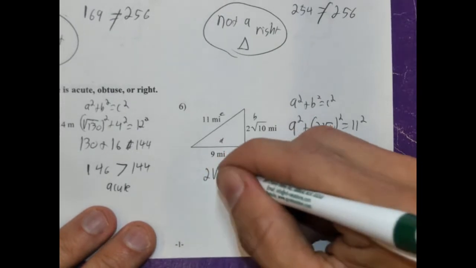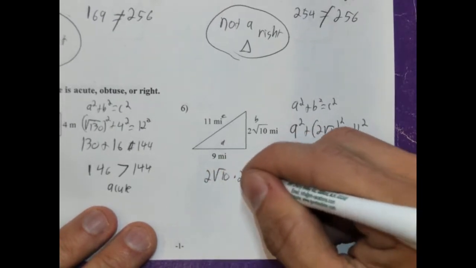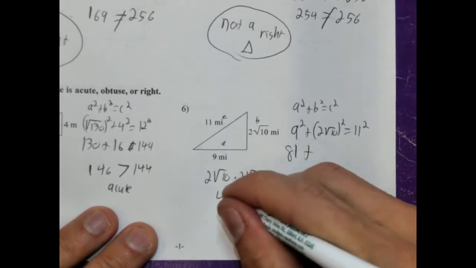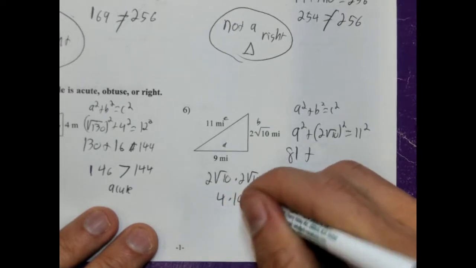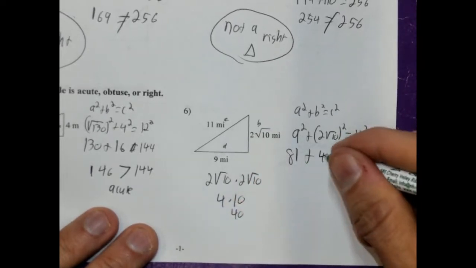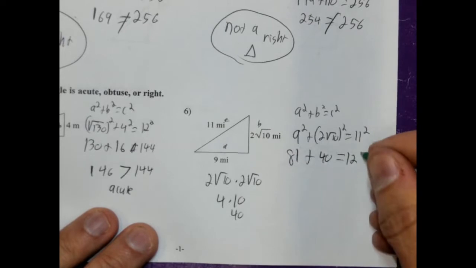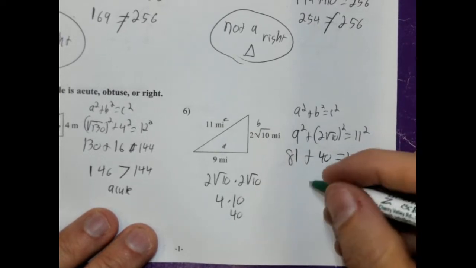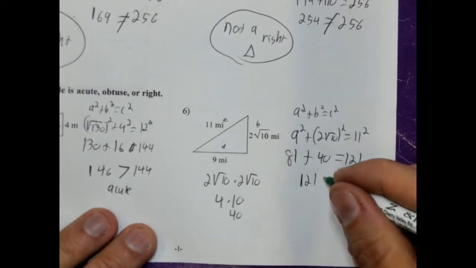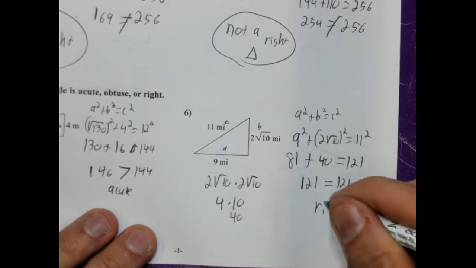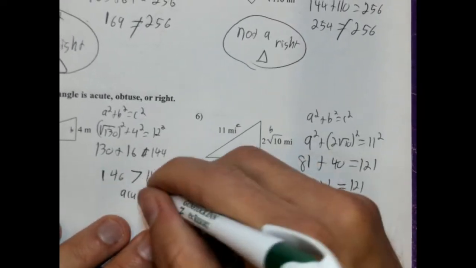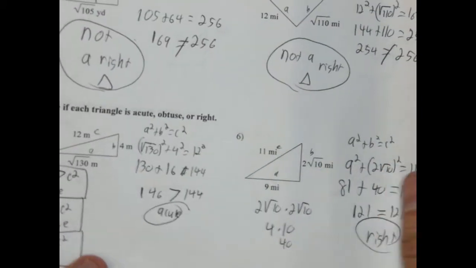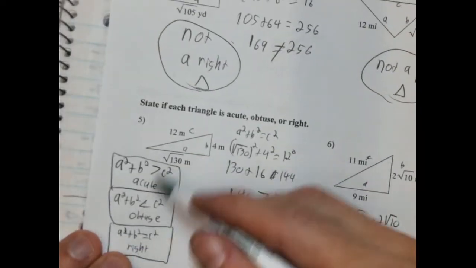So 2 radical 10 squared would be 2 radical 10 times 2 radical 10. So 2 times 2 is 4. Radical 10 times radical 10 is 10, and that's 40. So 81 plus 40 equals 121, and that is 121. So guess what? It's a right triangle. I should have circled that before. Okay. So this is really how you do those.